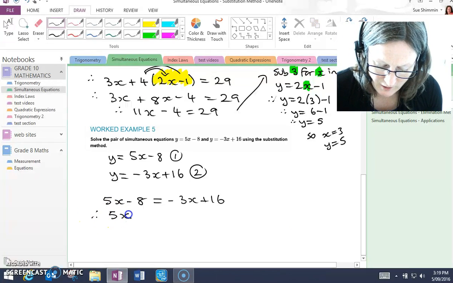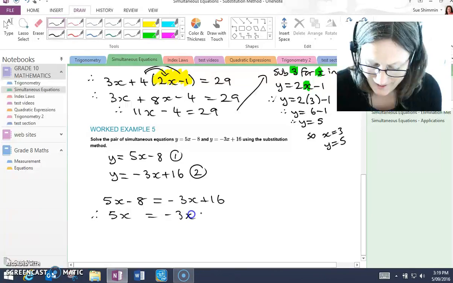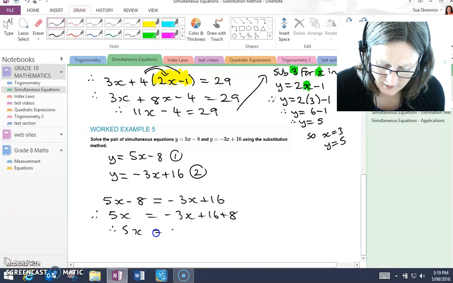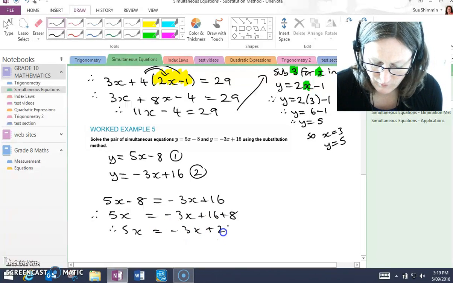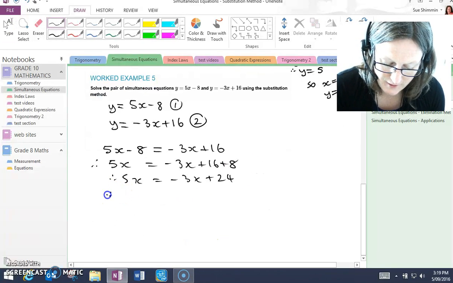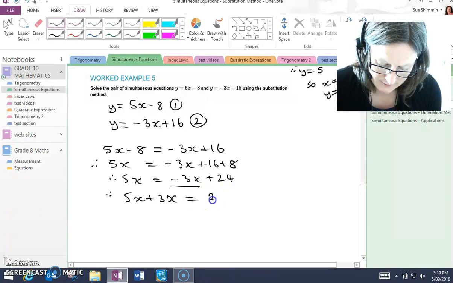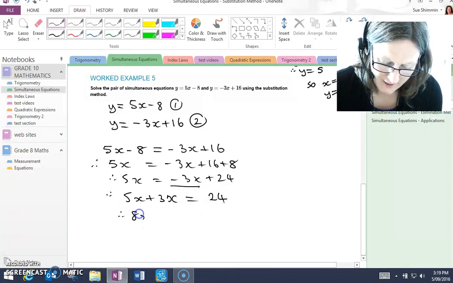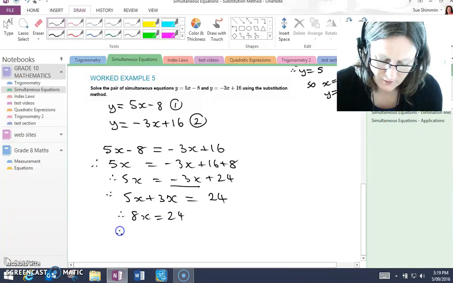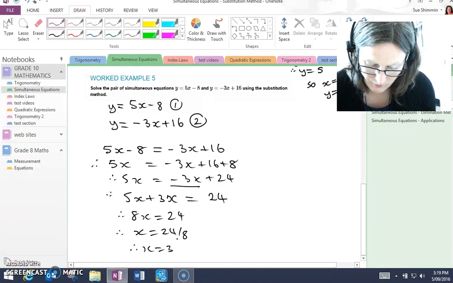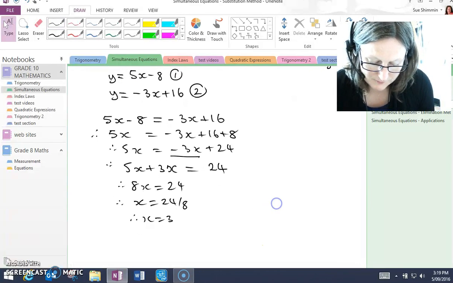So rearranging our equations, I'm going to add 8 to this side. So 5x equals negative 3x plus 24. Bringing the x's together means moving this over to the left-hand side and we add it. So 8x is 24. Divide by 8. So x is 3. Again, we're halfway through.